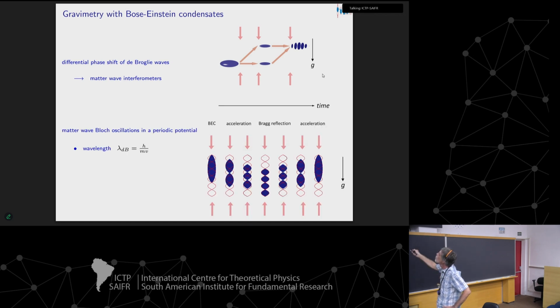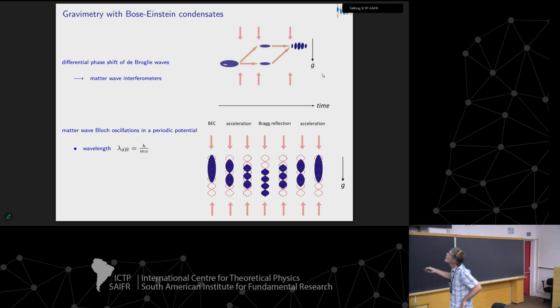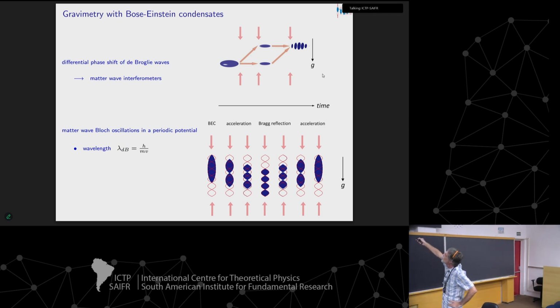There's another way to do it, which is looking at Bloch oscillations of a matter wave inside a periodic potential. The periodic potential in our case is just a retroreflected laser beam. So when the atoms are at zero temperature, they have infinite de Broglie wavelengths in this direction. When they are accelerated by gravity, they come into resonance with a standing light field, and they are backscattered, and so they do Bloch oscillations, like jumping on a trampoline.